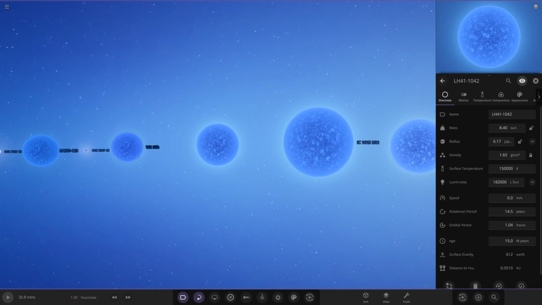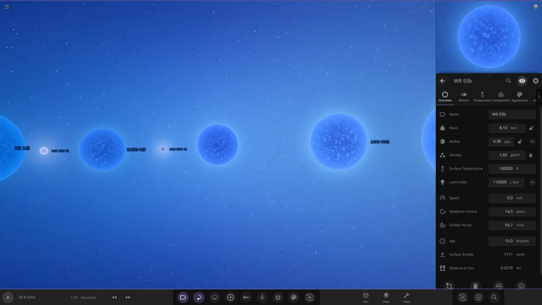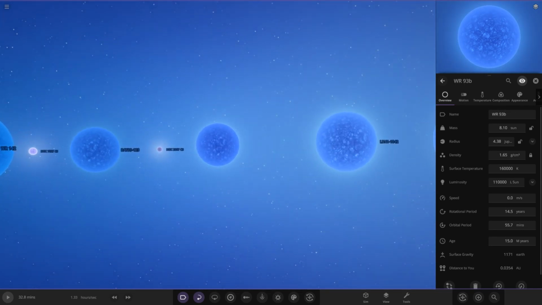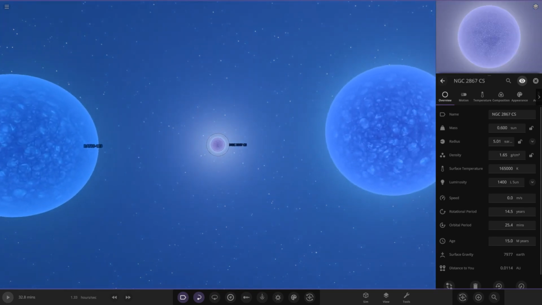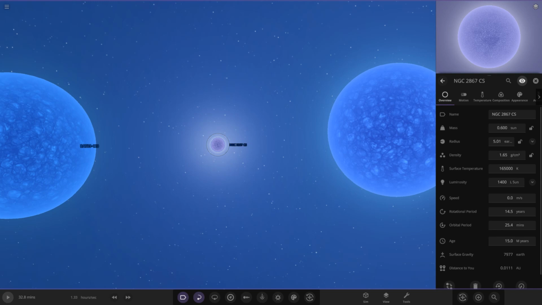Cool, cool. Next up, we've got this one at 160,000, right? So, WR93B. Damn, this must have taken ages to prepare, looking up all the stats for these stars. So, there we go, 165,000 at this one. So, again, this is probably another white dwarf, I'm guessing. So there's that one.